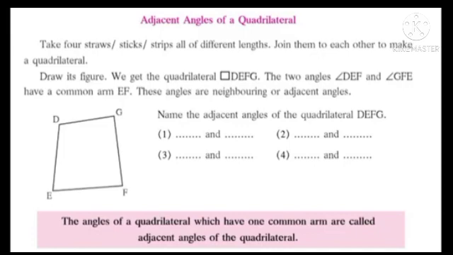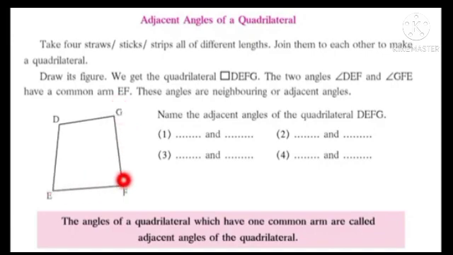So just like adjacent sides have a common vertex, adjacent angles have a common arm. One full side will be common to both. So in angle DEF and angle GFE, you can see EF and EF common here. So these types of angles are called adjacent angles. So name the adjacent angles of the quadrilateral DEFG. Let's start first pair, angle DEF and angle GFE, where EF is common.